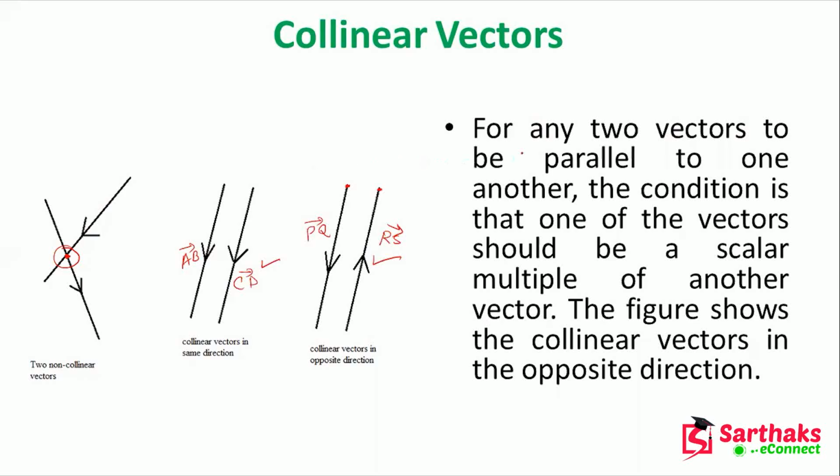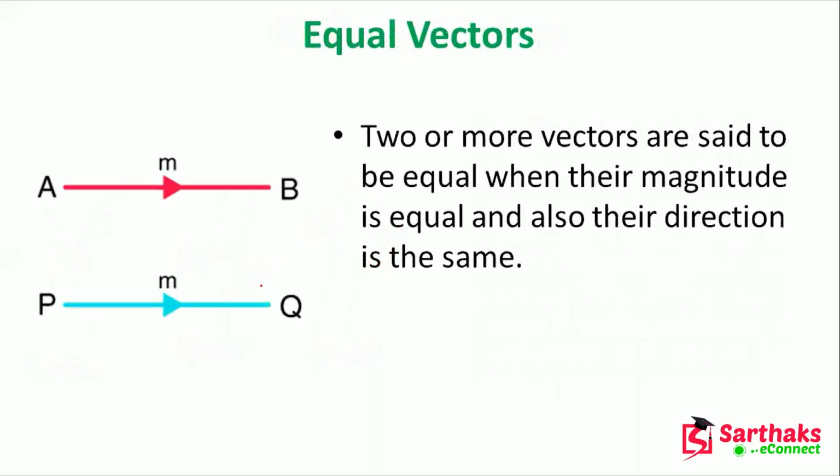For any two vectors to be parallel to one another, the condition is that one of the vectors should be a scalar multiple of the other vector. The figure shows the collinear vectors in opposite direction as well as in the same direction. So these are the collinear vectors.